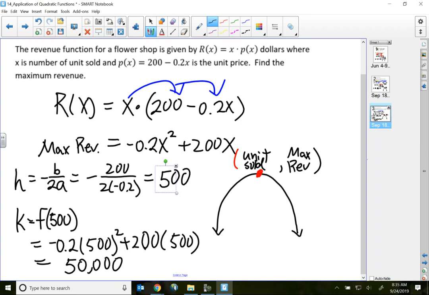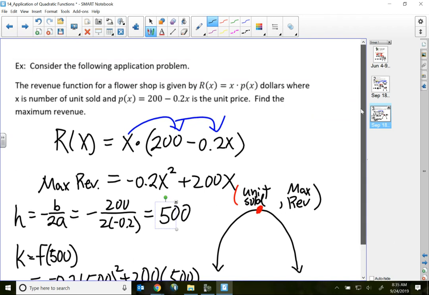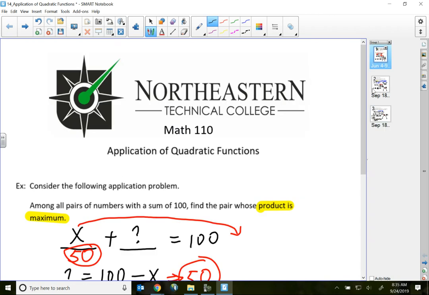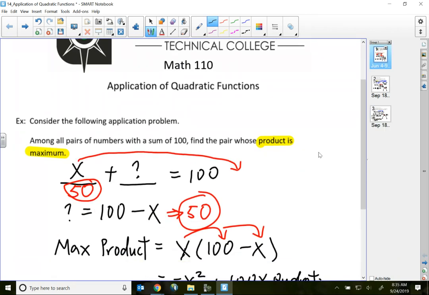So just a quick three examples of how we can use the vertex formula. Actually using the vertex formula to help us find the maximum product or the maximum revenue.